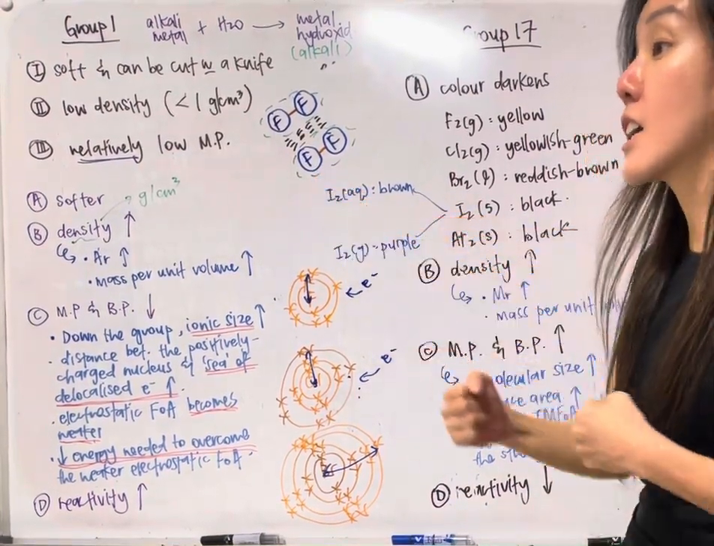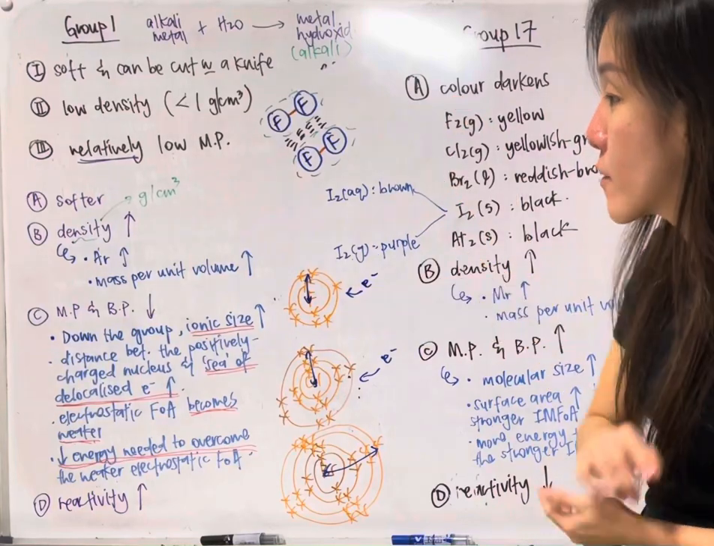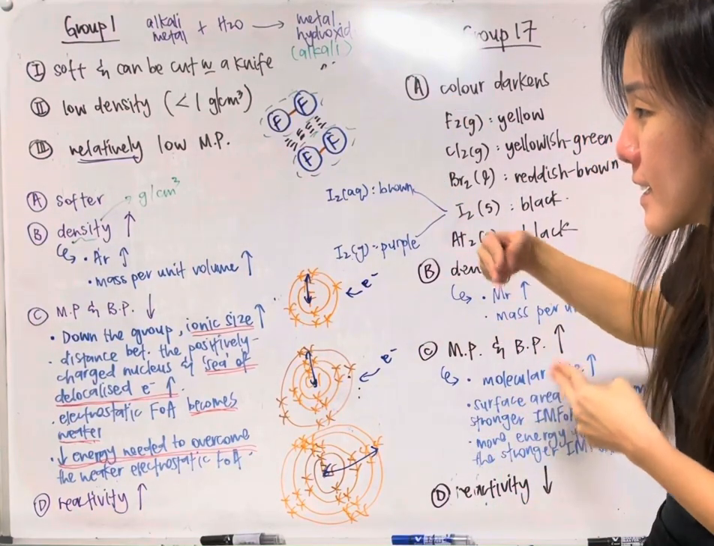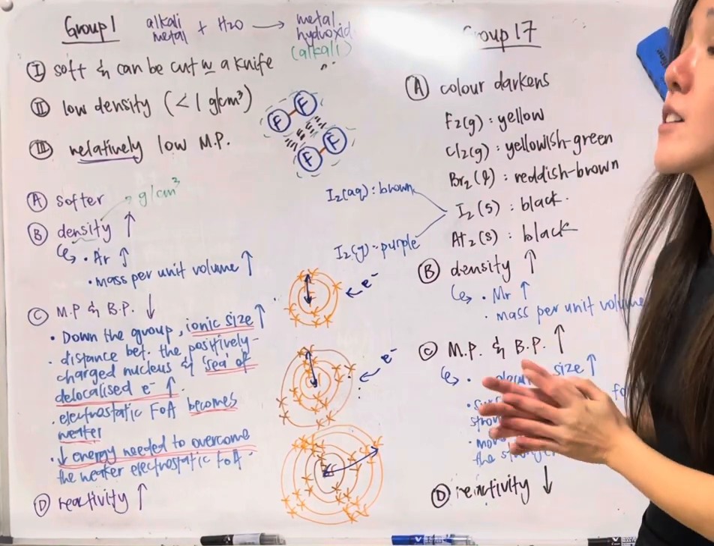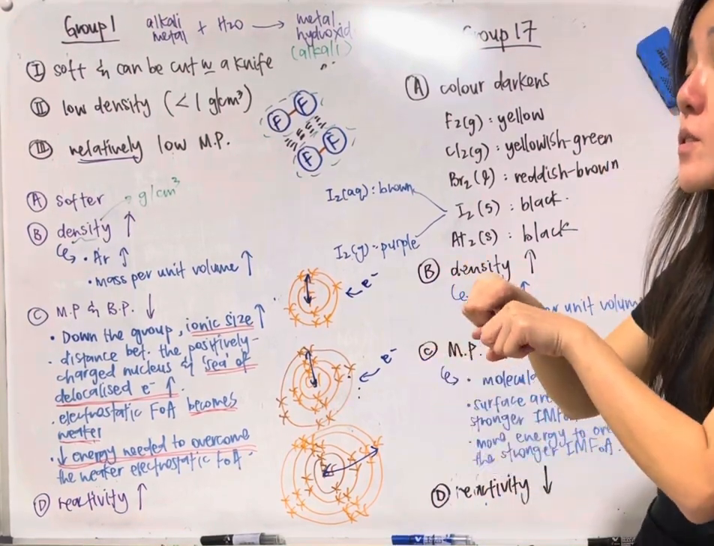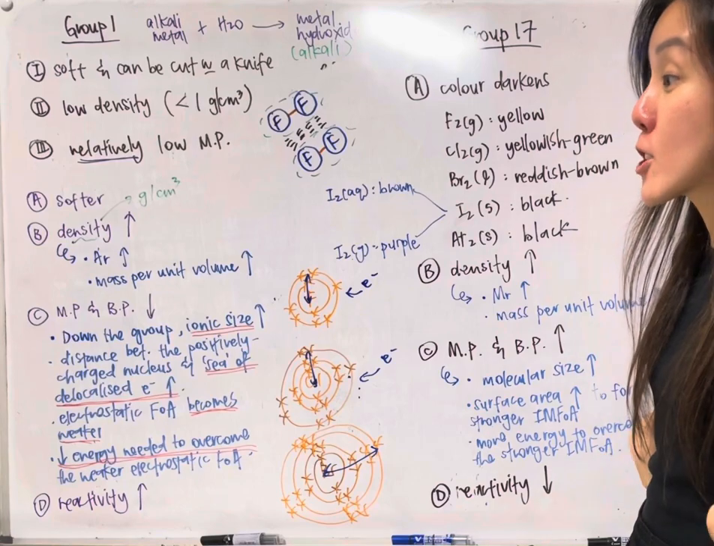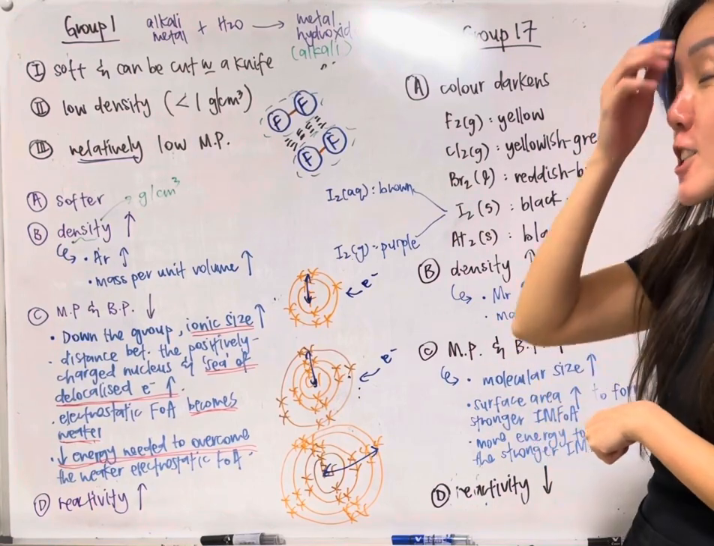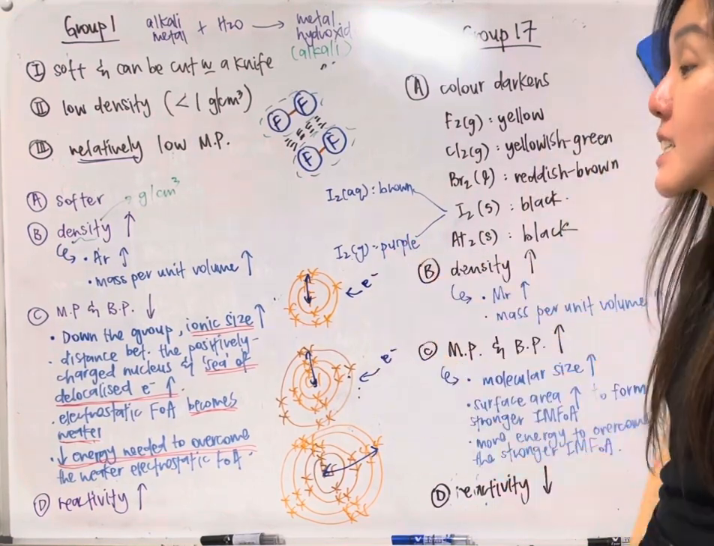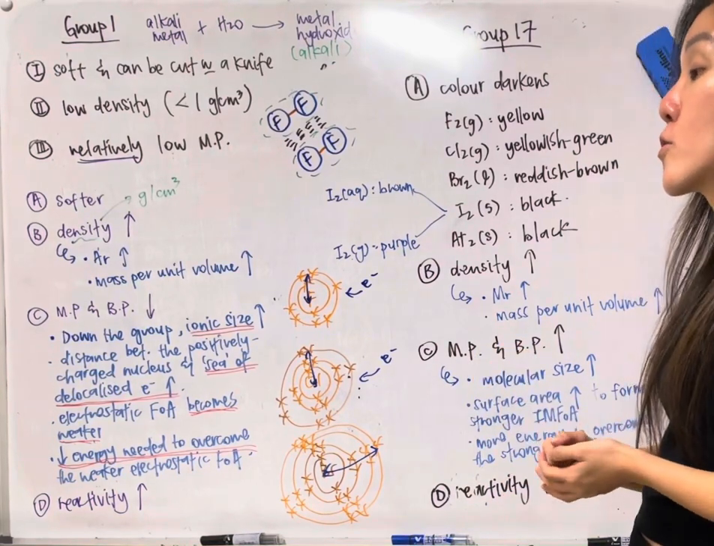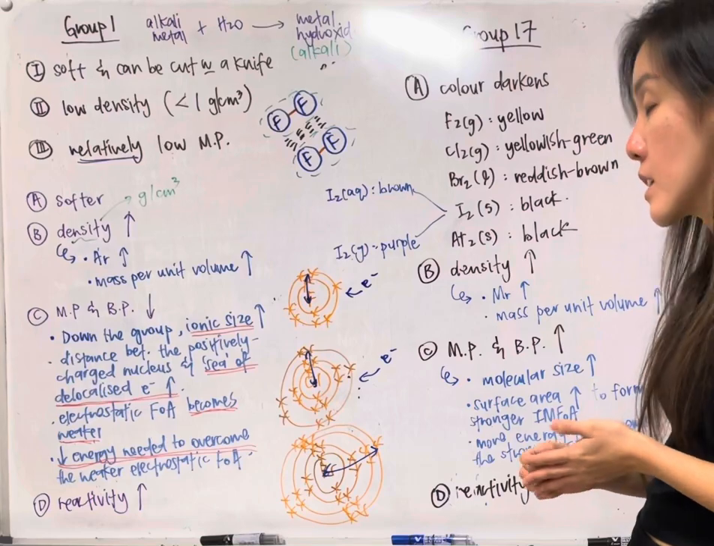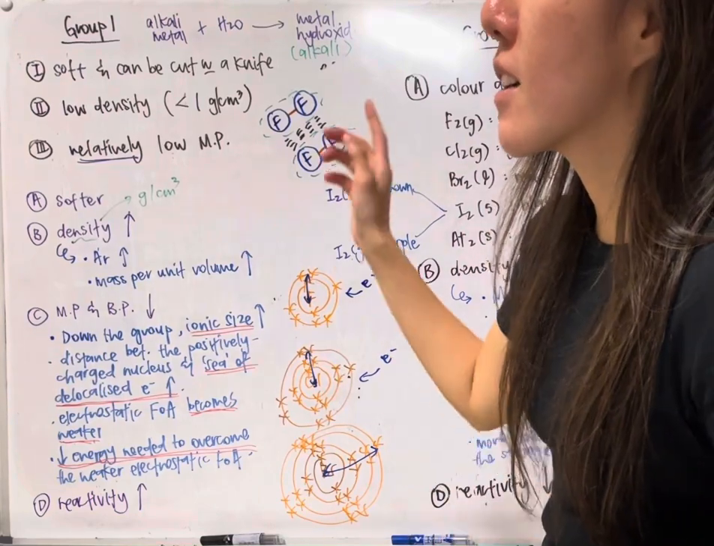The distance will increase. So then how do you end up with the electrostatic forces of attraction becoming weaker? So it's less energy or more energy? Less energy to overcome the weaker electrostatic forces of attraction. Very good.